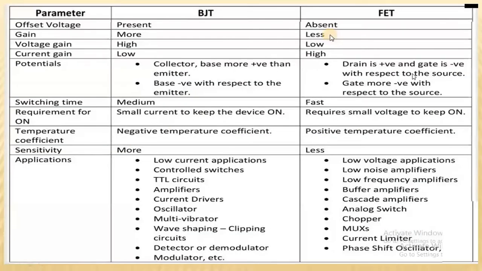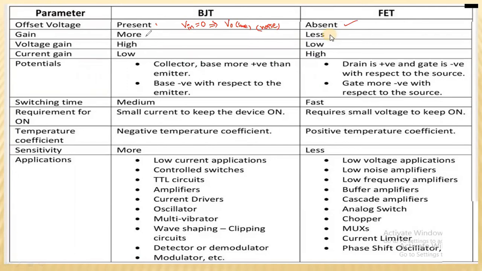Now, a few more differences we can see. The offset voltage is present in case of BJT. Offset voltage means that even when the applied input voltage is 0, there exists a small output voltage due to noise voltages. So there exists some offset voltage in BJT. This problem is not there in case of FET, so the offset voltage will not be there.